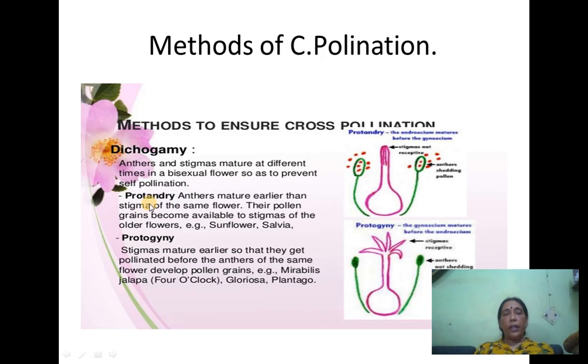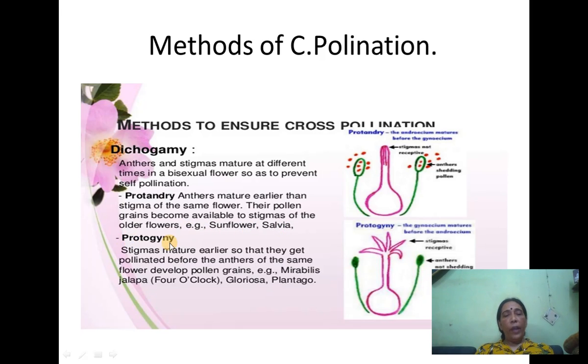Dichogamy has two conditions, protandry and protogamy. The name suggests itself. Proto means first, andry means the androecium matures first. Anthers mature earlier than the stigma of the same flower. Their pollen grains become available to the stigmas of older flowers. Examples are sunflower and salvia.